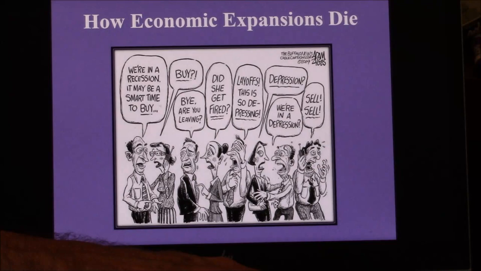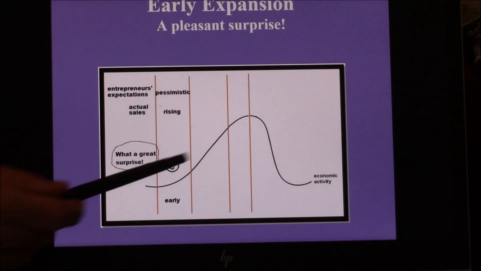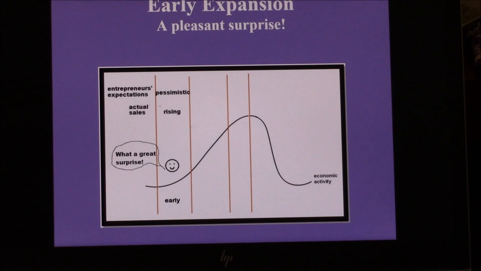All right, let's see here. So now here's how expansions die. I want to show you four stages of the business cycle. Here's the recession, and here it is over here, so we're kind of linked together. Here's the recession, early expansion, mid-expansion, late expansion, and I want to show you the important role of that uncertainty in there. Okay, in early expansion, I'm just going to talk about it.